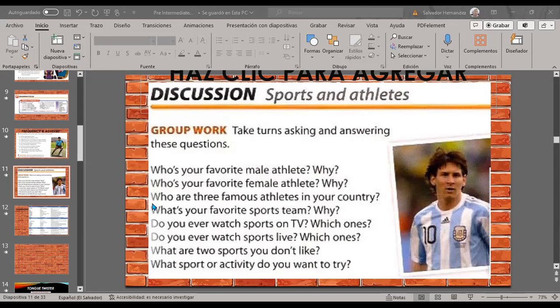What's your favorite sport team? Why? Do you ever watch sport on TV? On TV, what ones? Do you ever watch sport live? Which ones? Excellent. ¿Solamente o todas? No, todas. Sorry. What are two sports you don't like? What activity do you want to try? Yes, do you want to try, right?